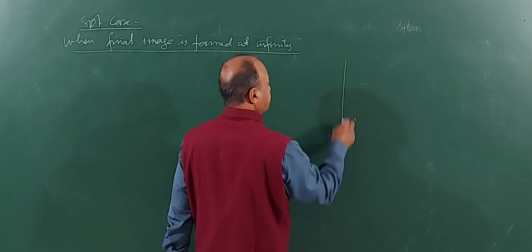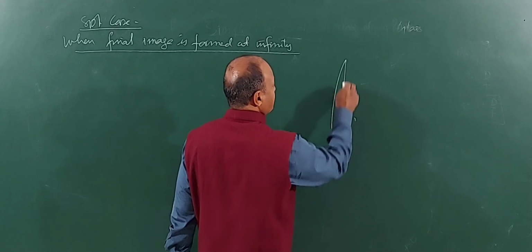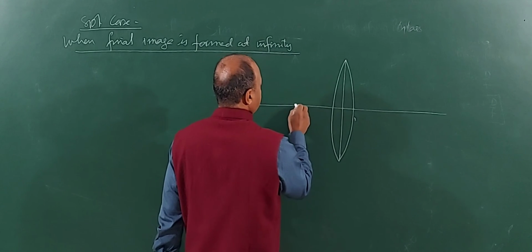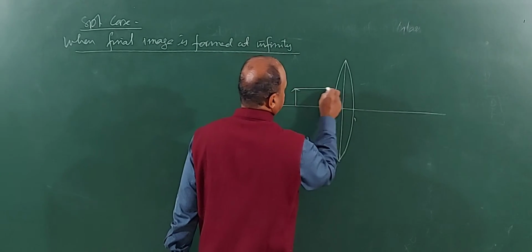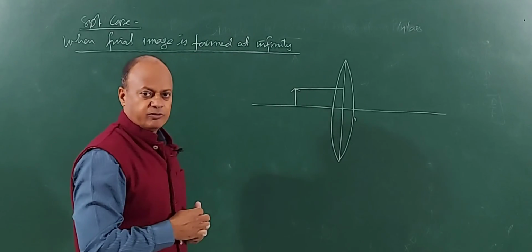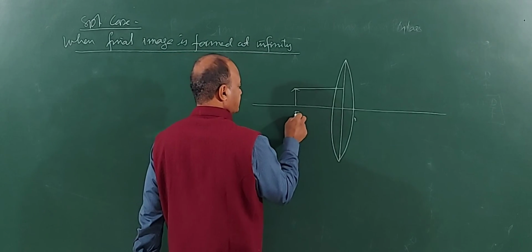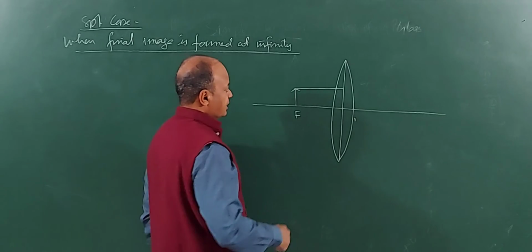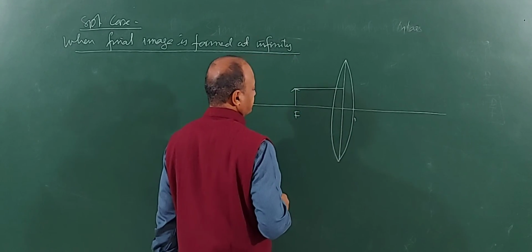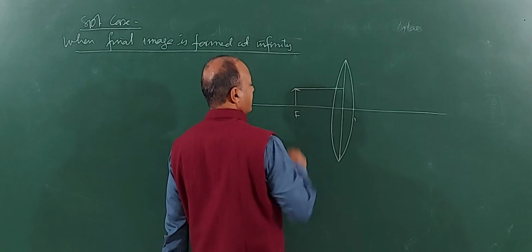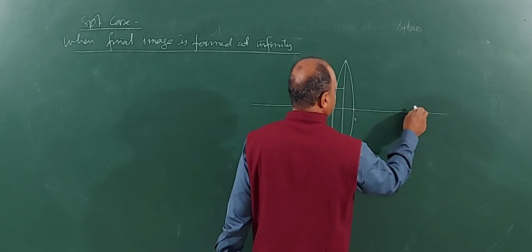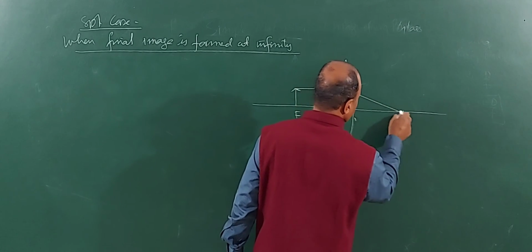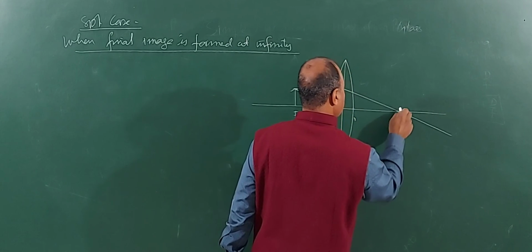Here we have this given convex lens, and in order that the final image comes at infinity, we have to place the object at the focus, F. And you very well know, when the object is at the focus, then the ray traveling from here parallel will be passing through the focus at the other end like this. Suppose this is the focus F.